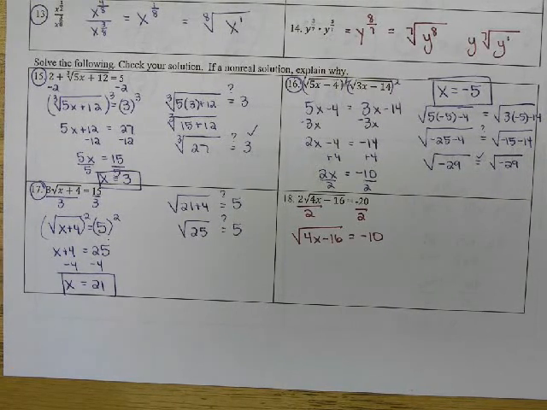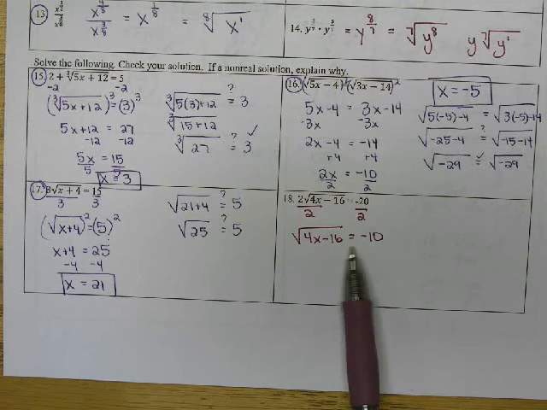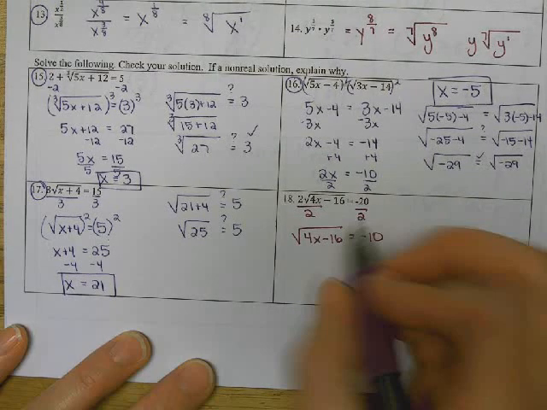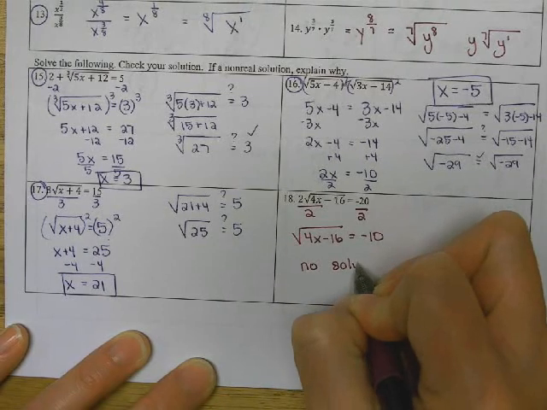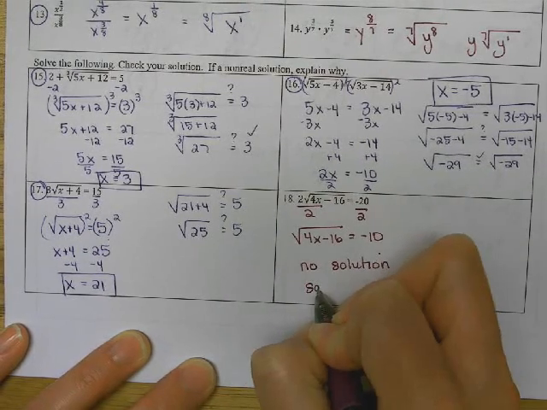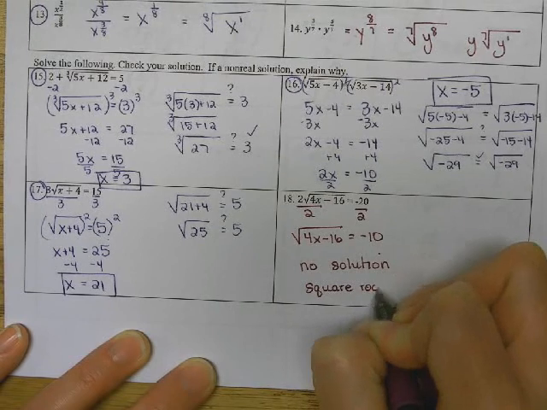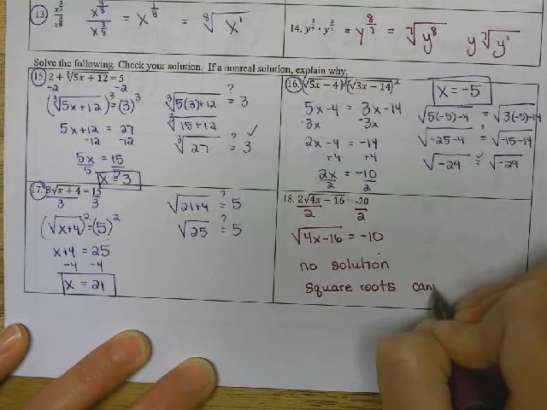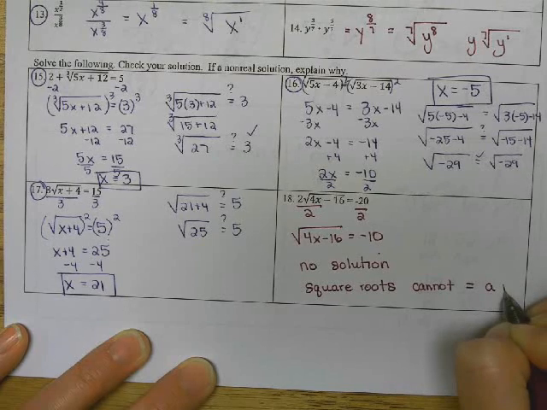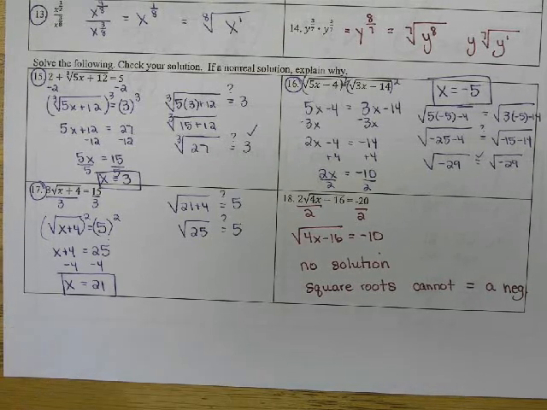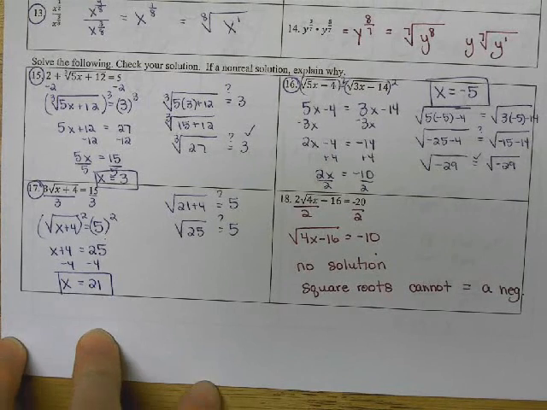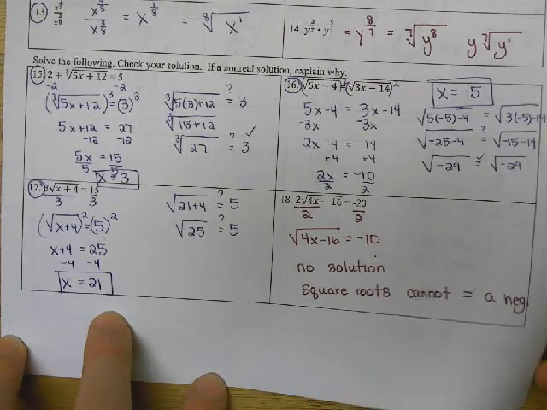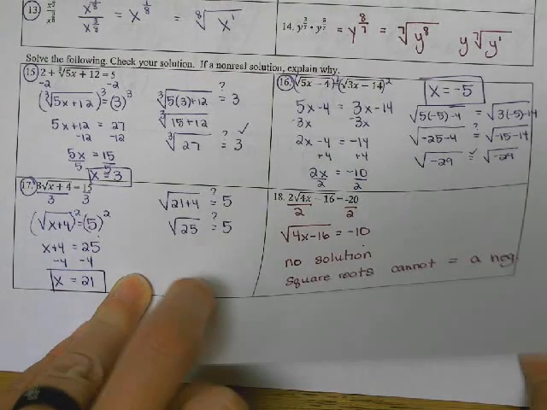If you continued solving from here, hopefully you would check your answer and realize it doesn't work, because I have a square root equal to a negative number, and that's not possible. There is no solution. Square roots cannot equal a negative. If you went through and solved it, you would get an answer, but when you went back to check that answer, it would not work. So that's a second way to make sure that you did the problem correctly.